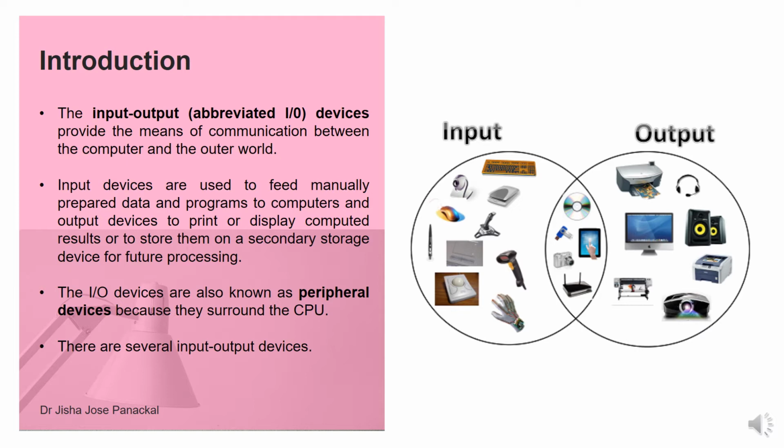The IO devices are also known as peripheral devices because they surround the CPU. There are several input-output devices. Here you can see a figure on the right side. Here we have many devices, and some devices are called input devices and some are output devices. You just try to see the figure. We will discuss in detail each and every device in the later sessions.